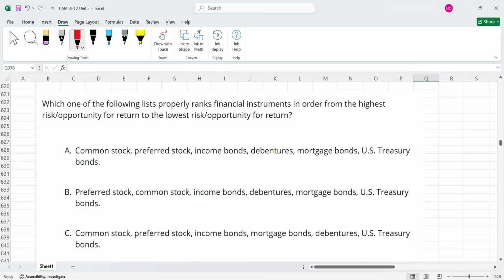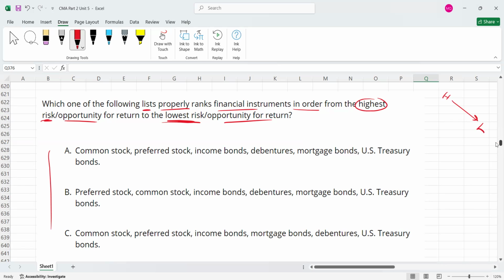Then we have another question. They're saying, which one of the following lists properly ranks financial instruments in order from highest risk? Highest risk means highest opportunity for return. Highest risk or highest return, to the lowest risk or to the lowest return. Simply, there are four options available. You have to choose the option where you are moving from high risk to the lowest risk, or from high return to the low return.